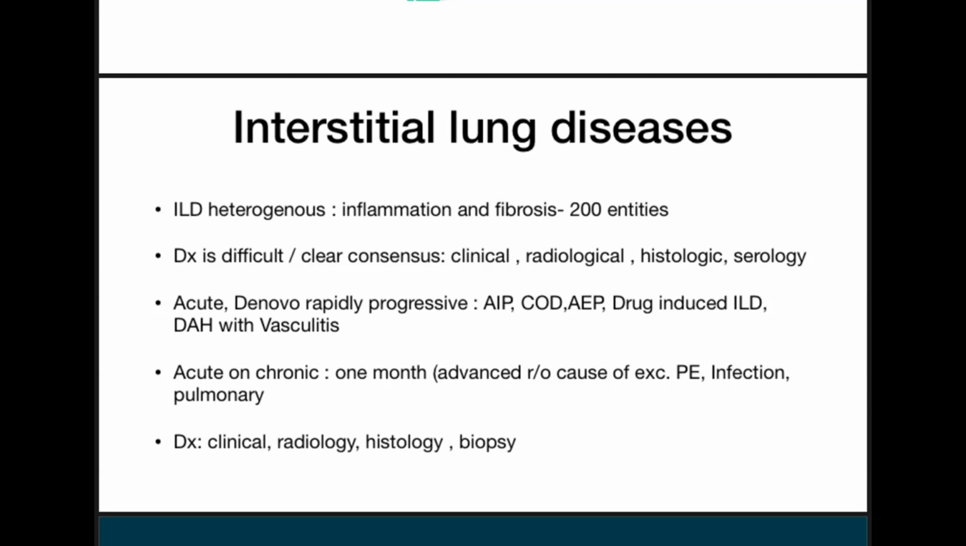Drug-induced interstitial lung disease means there is an exposure which brings symptoms, and when the exposure is taken away, the symptoms resolve. And then you can also have diffuse alveolar hemorrhage with vasculitis.